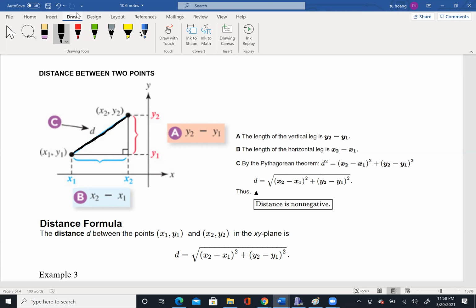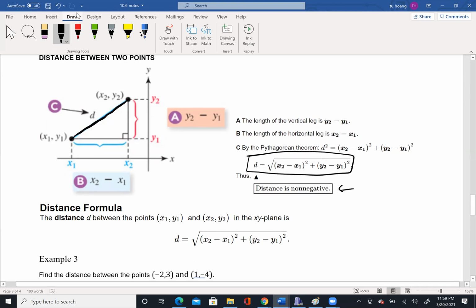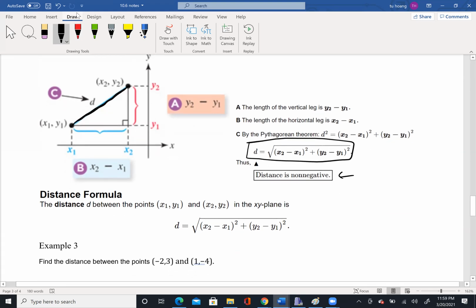And so I have the formula for the distance of two points. And here that distance is non-negative, right? So d equals the square root of (x2 minus x1) squared plus (y2 minus y1) squared. So let's use that to find the distance between two points.